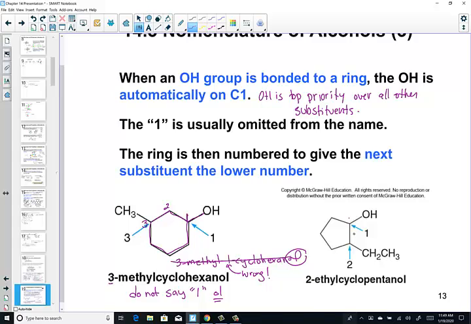Here's a cyclopentane. At cyclopentane, number 1 is an alcohol group. At carbon 2 is an ethyl group. 2-ethyl cyclopentanol. No number 1 needed because we now know with confidence the alcohol is always top priority.